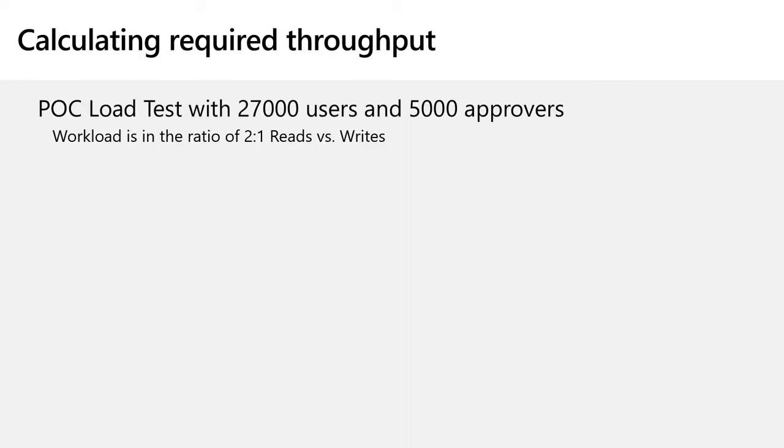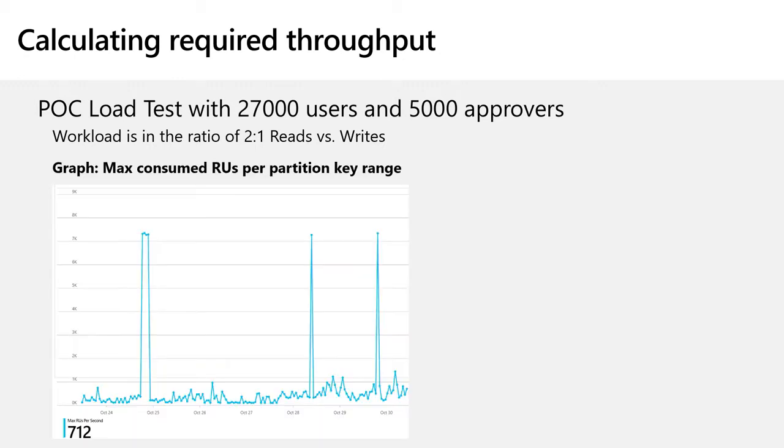So, calculating throughput. We ran a POC with a load test of 27,000 users and 5,000 approvers who are worldwide. And the workload is, as you can see, read heavy. It's 2:1 between reads and writes. And when we ran this POC, this is what we got from Cosmos DB metrics.